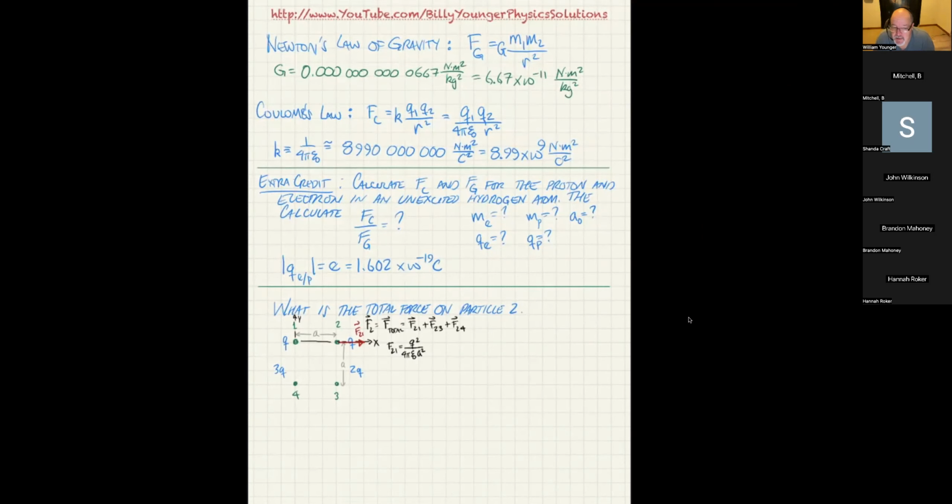Everybody see that object 2 is the one we're trying to find the force on. And according to this red arrow I just drew, it's trying to move to the right because charge Q1 is pushing it that way. That's what repulsion means. Does everybody get that?